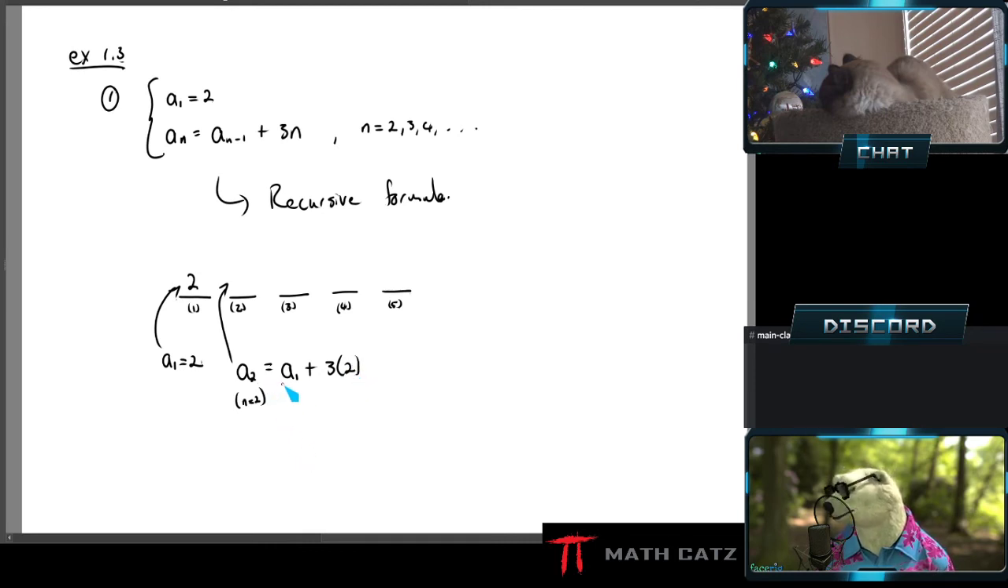I then do that. Let's do it like this. Well, A1 is already found. It's 2 plus the 6 there to give me an 8.